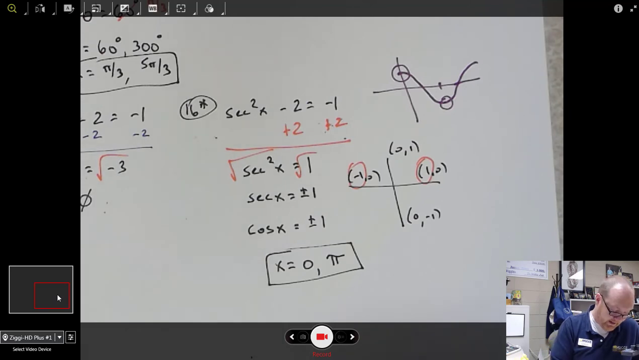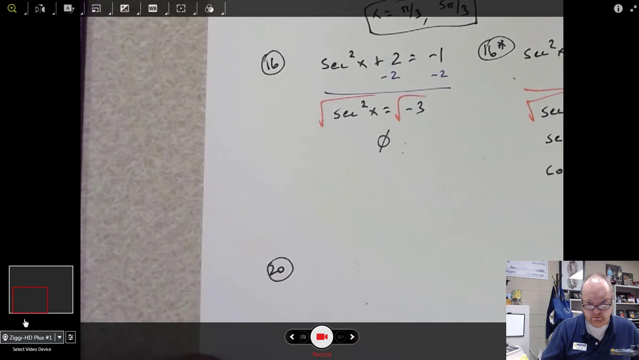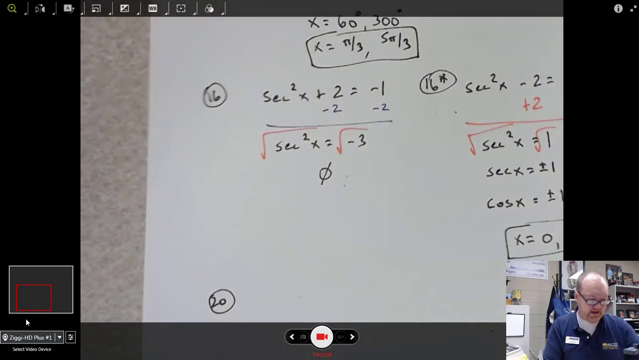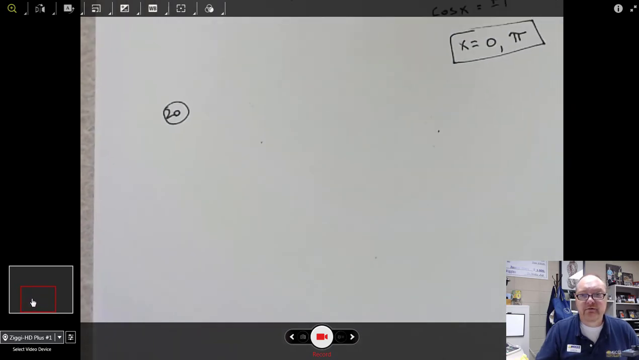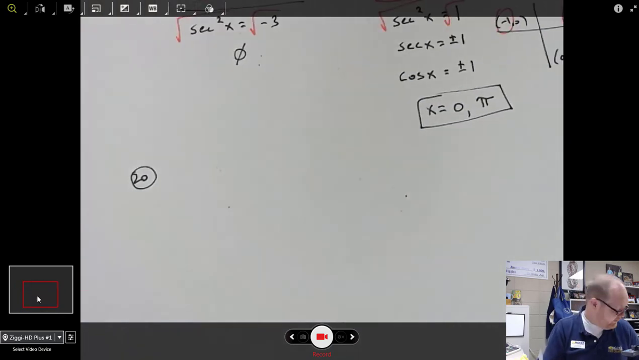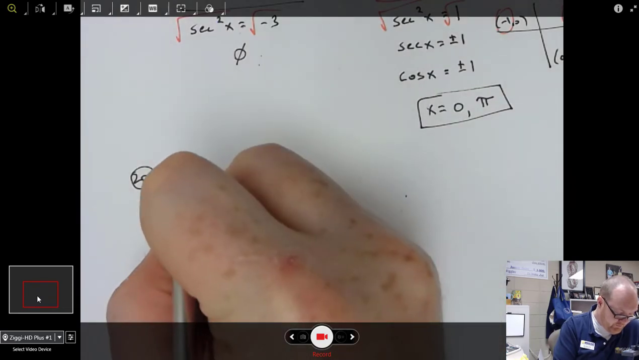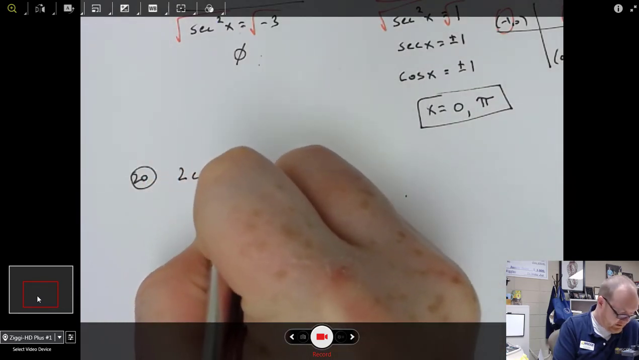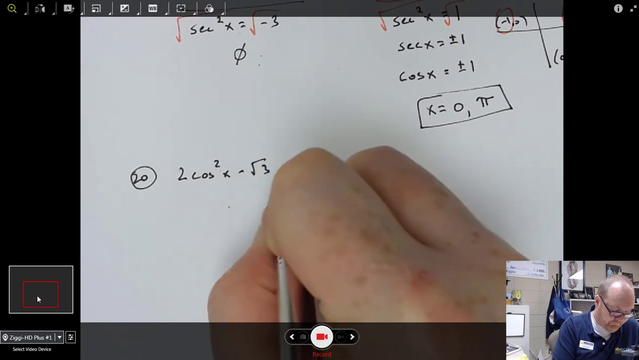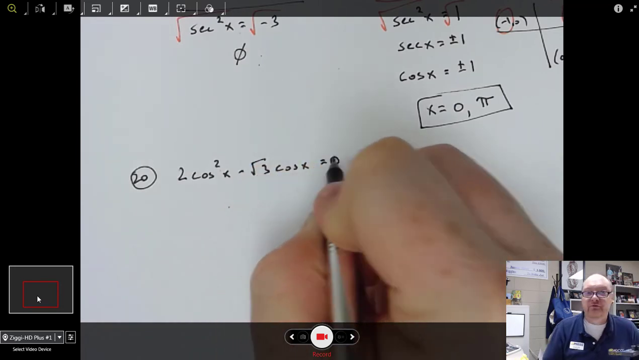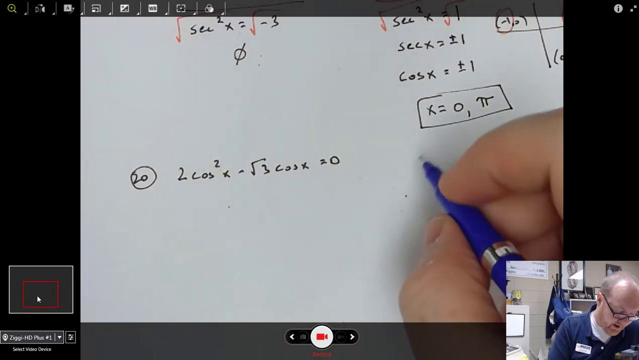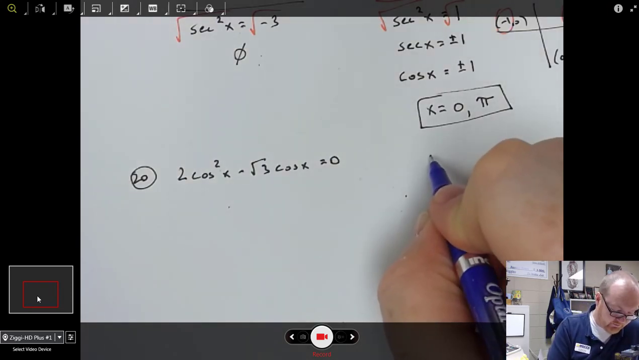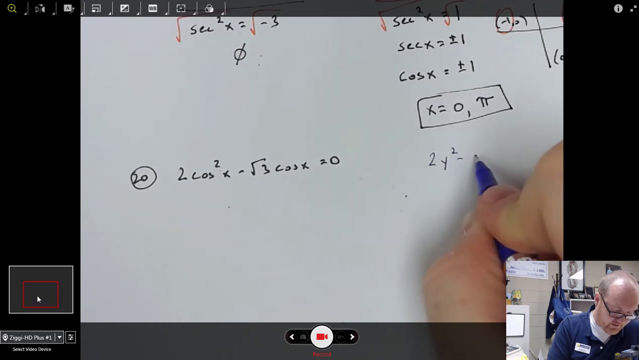Maybe number 20. Number 20. And again, on number 20, keep the idea of a quadratic equation in mind. So this is 2 cosine squared x minus square root of 3 cosine x all equal to 0. Don't let the trig get in your way. This is the exact same problem as something of this nature, 2y squared minus 3y.